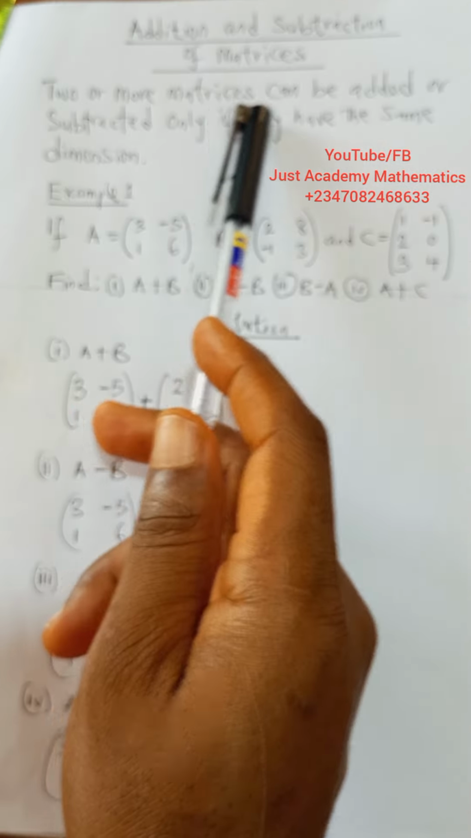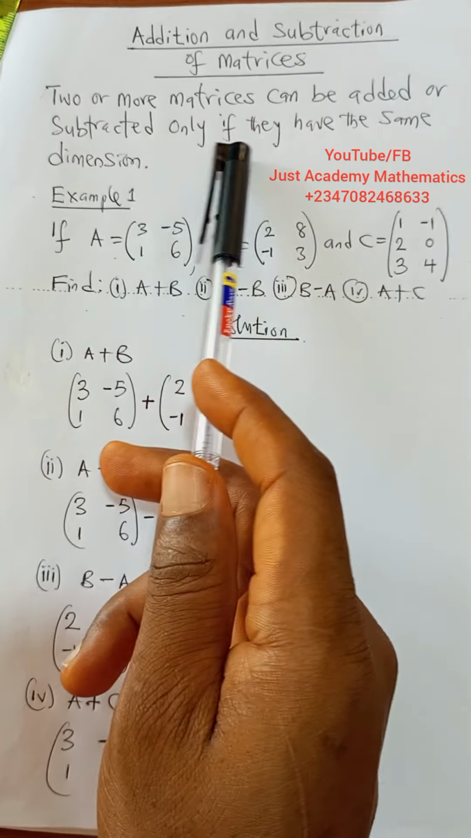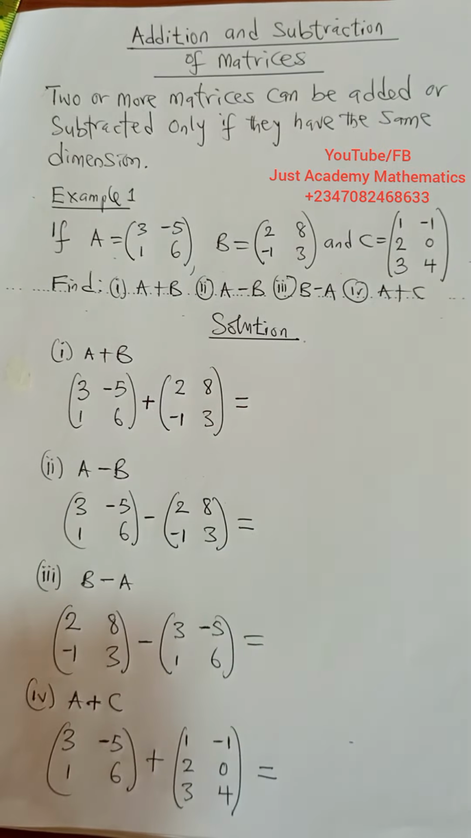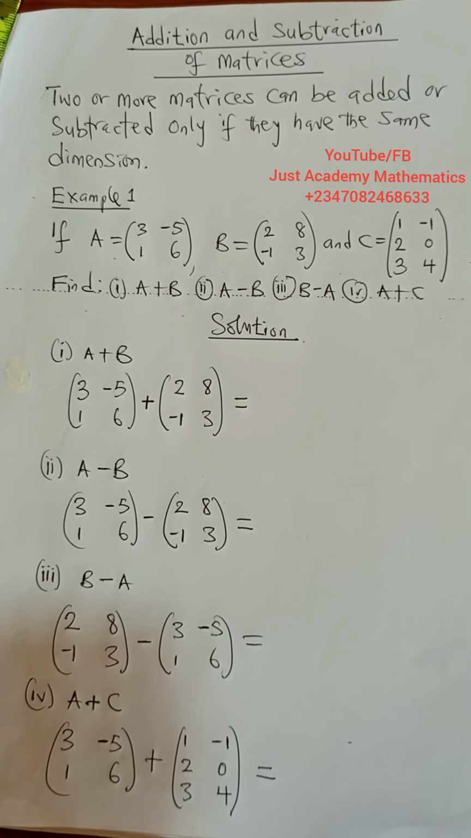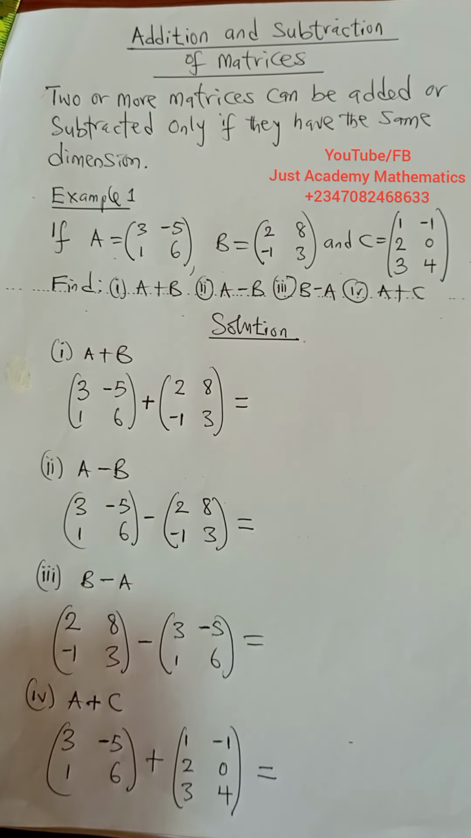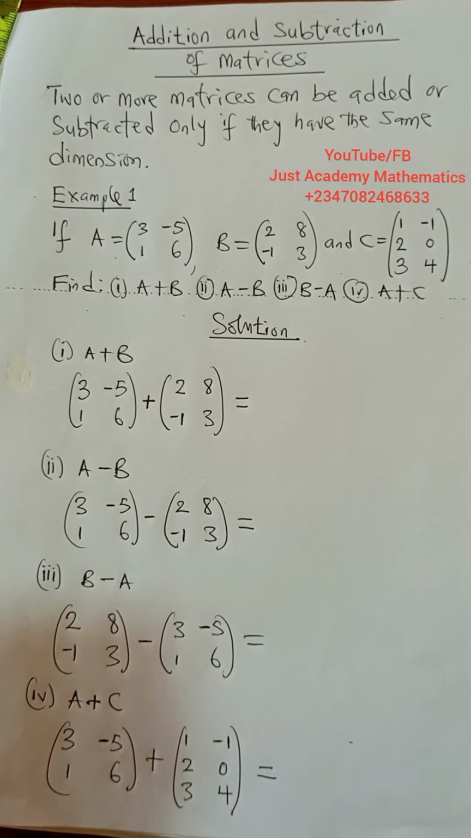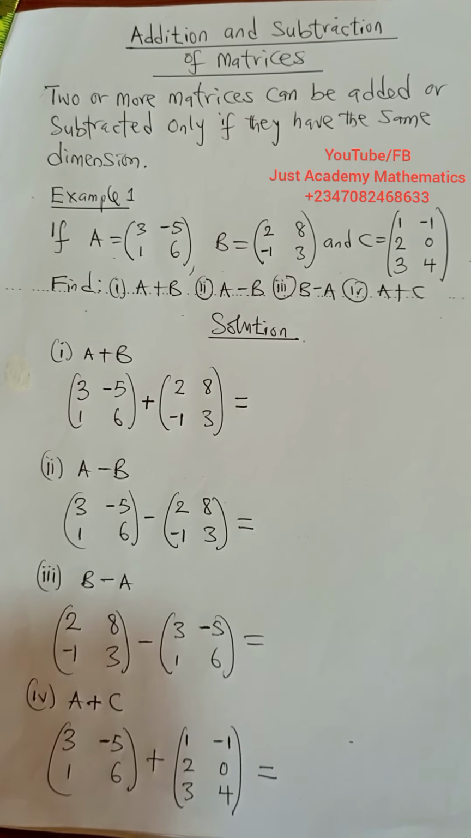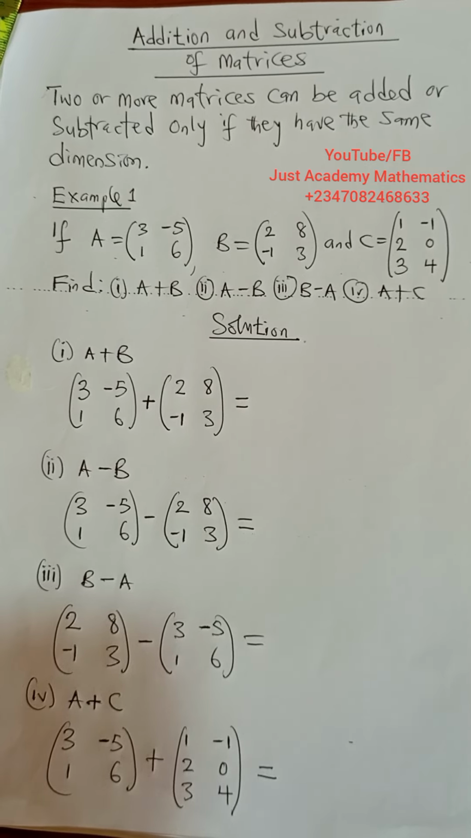Two or more matrices can be added or subtracted only if they have the same dimension. So you can only add two or more matrices if they have the same dimension. That is, if matrix A is 2 by 2 and you want to add it with matrix B, B has to also be 2 by what? 2. If it's not 2 by 2, you can't add them together. The dimension has to be the same for you to be able to add two matrices together.